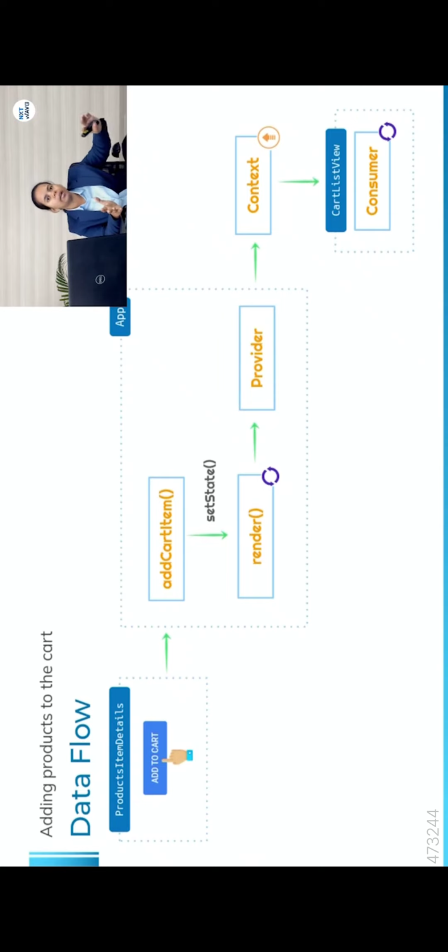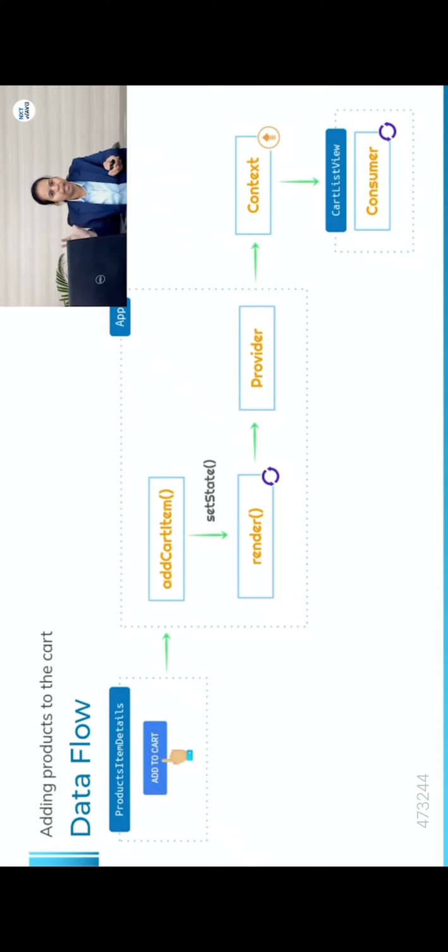When the user clicks on the add to cart button in the product item details component, the add cart item method is called. That is present in the app component. When the add cart item method is called, we are updating the state with the new cart list. Since we are updating the state, the render method will be called. Within the render method, we have the provider, to which we are passing the new cart list. Then the context value will be updated, and since the context value has been updated, wherever we have the consumer components, they will get re-rendered. So the cart list view has been re-rendered, and we were able to see the items.